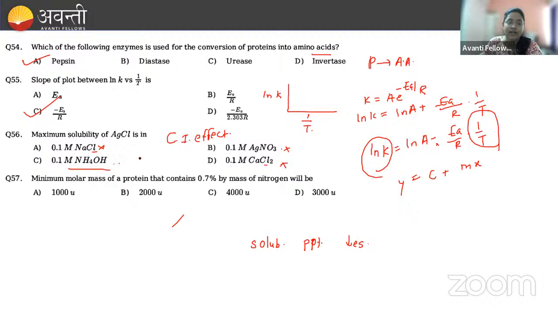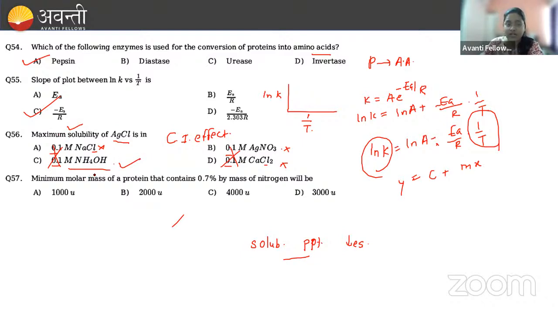So what is our correct answer? NH4OH. Sometimes instead of these, pure water is given, so our answer will be pure water. Please remember this. The concentrations are not going to affect anything here. We just need to find out which ions are present in a given solution. If Ag plus and Cl minus are present, then there will be a common ion effect, and due to this, solubility of the precipitate decreases. Here we want maximum solubility, so that will be our answer.